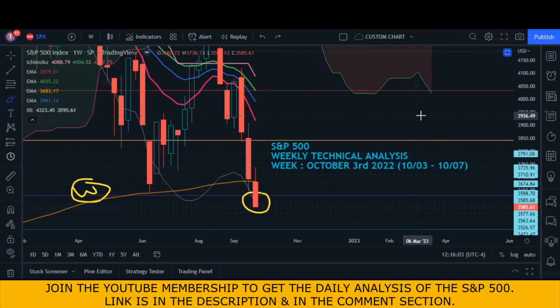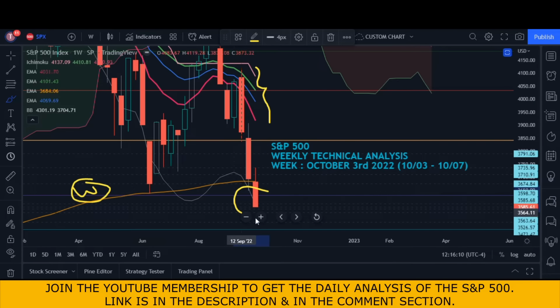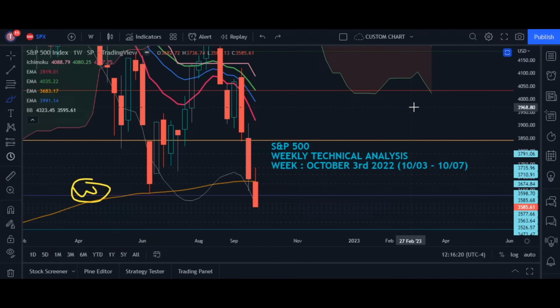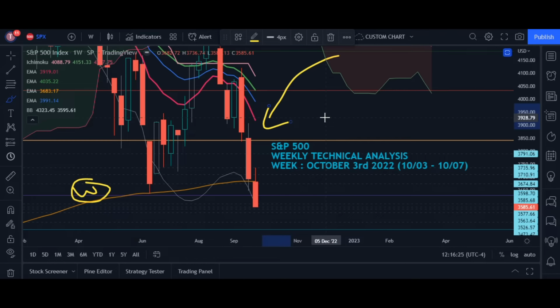Now, next comes the moving averages. There is a clear fan out in the moving averages. And secondly, the S&P 500 has closed below all of these moving averages. This means that the S&P 500 is clearly bearish through the moving averages. Then comes the Ichimoku. Because the S&P 500 on the weekly chart has closed below the Ichimoku cloud, this means that the S&P 500 is bearish through the Ichimoku cloud, right?